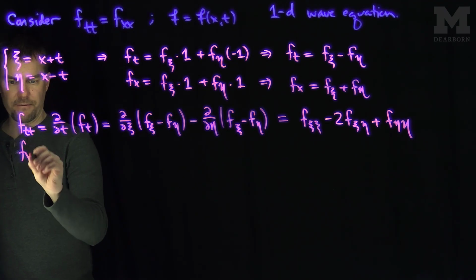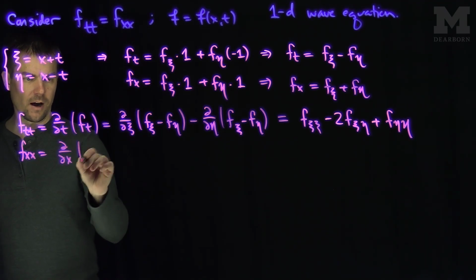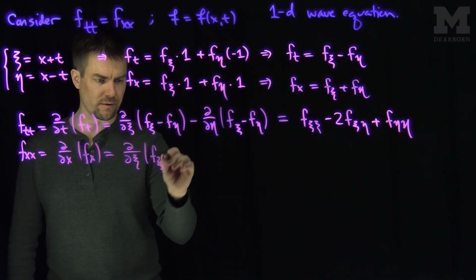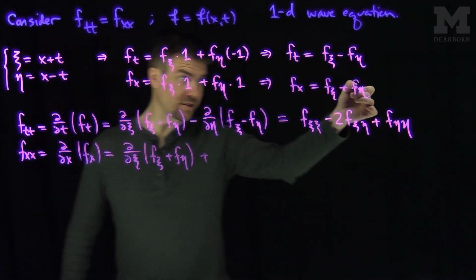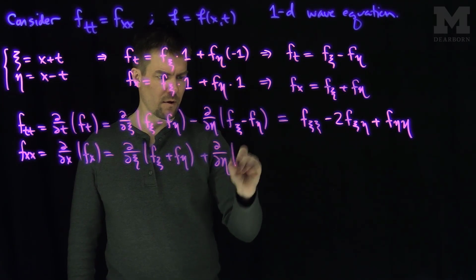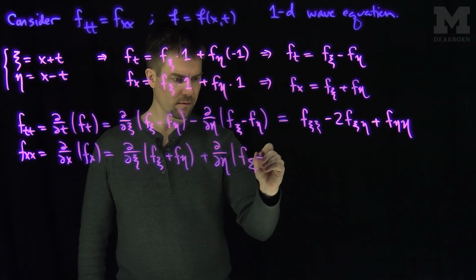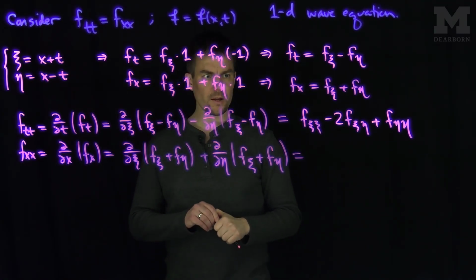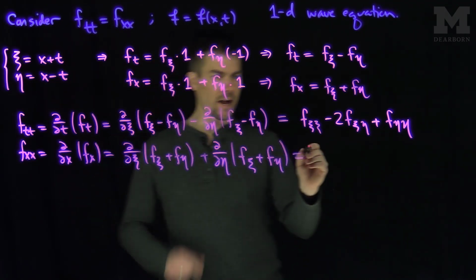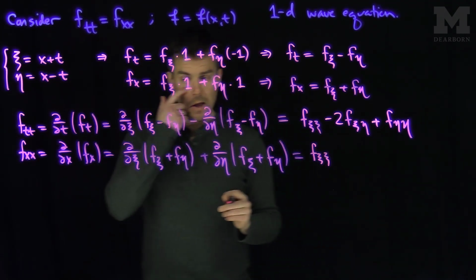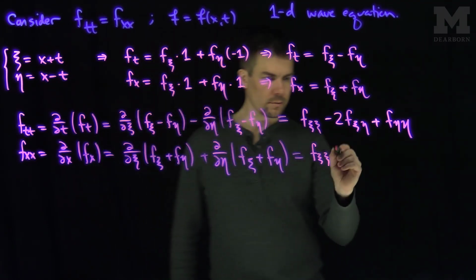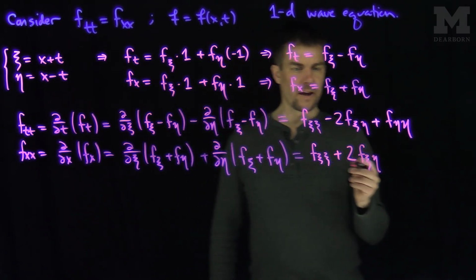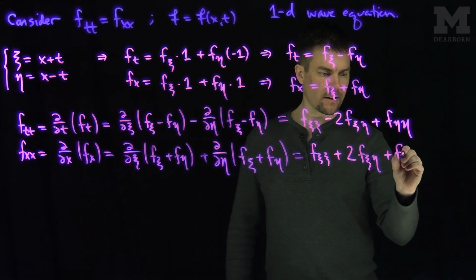Let's look at the second x derivative. f_xx will be the x derivative of the x derivative. And how do you do an x derivative? You do a xi derivative. So a xi derivative of the x derivative plus an eta derivative of the x derivative. And now let's balance our terms. What will we get? We'll get an f_xi xi. Then we'll have a +2 f_xi eta. And then we'll have an f_eta eta.